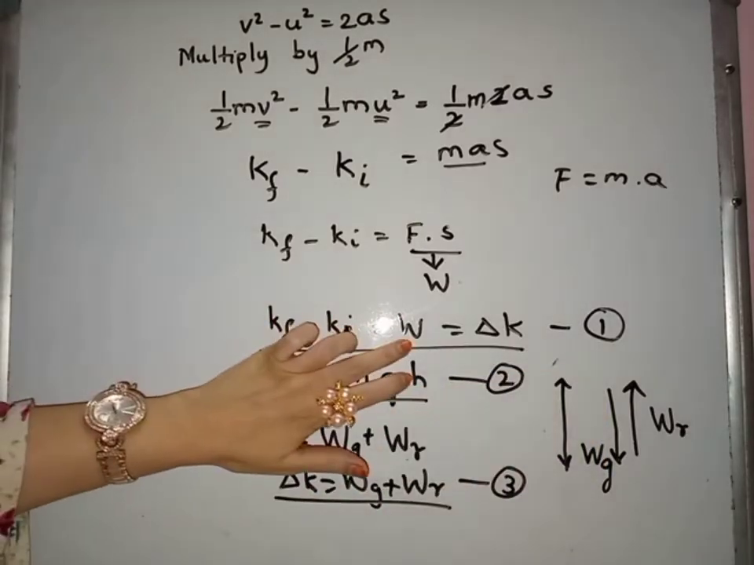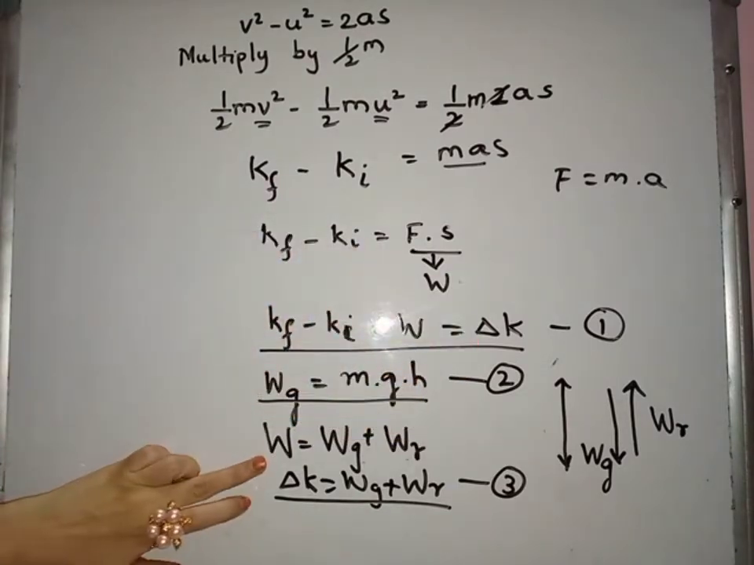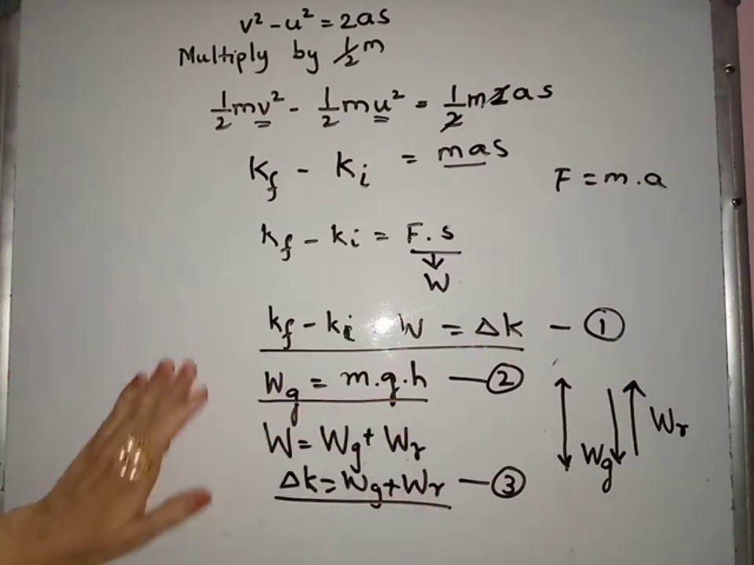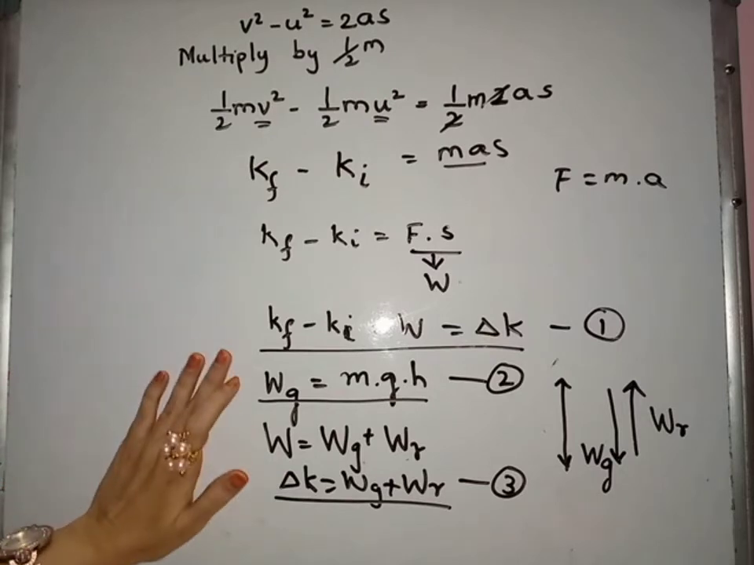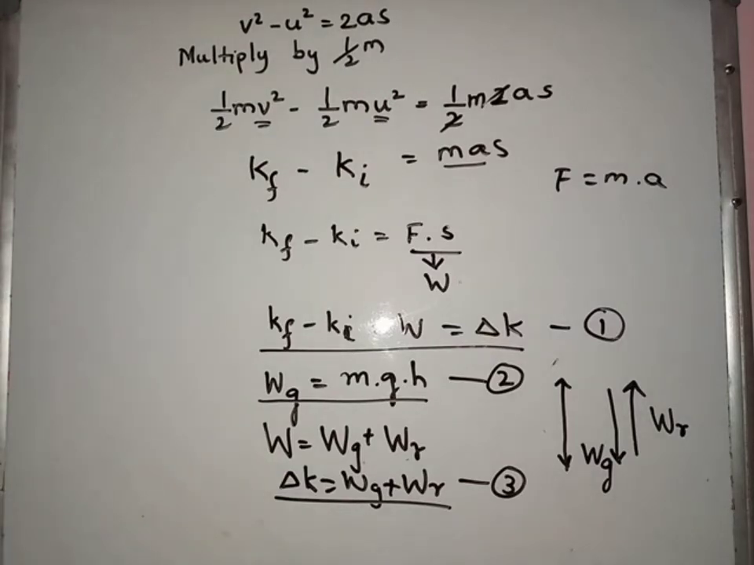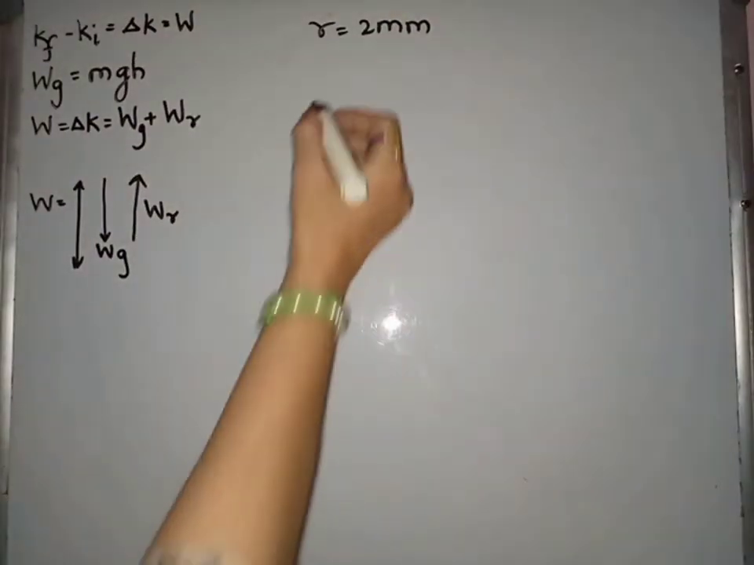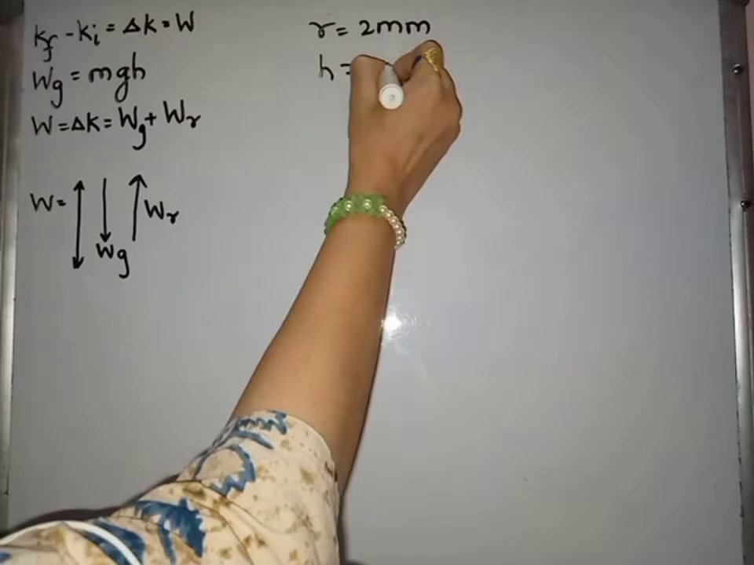Kf minus Ki is equal to delta K. If we want delta K, we can use this and put it over here. Delta K is equal to Wg plus Wr and Wg is equal to mgh. We have all the three formulas that are required to solve our problem. Now let us start with our problem. A drop of radius 2 mm falls from a height of 500 meters. So the height given is 500 meters.